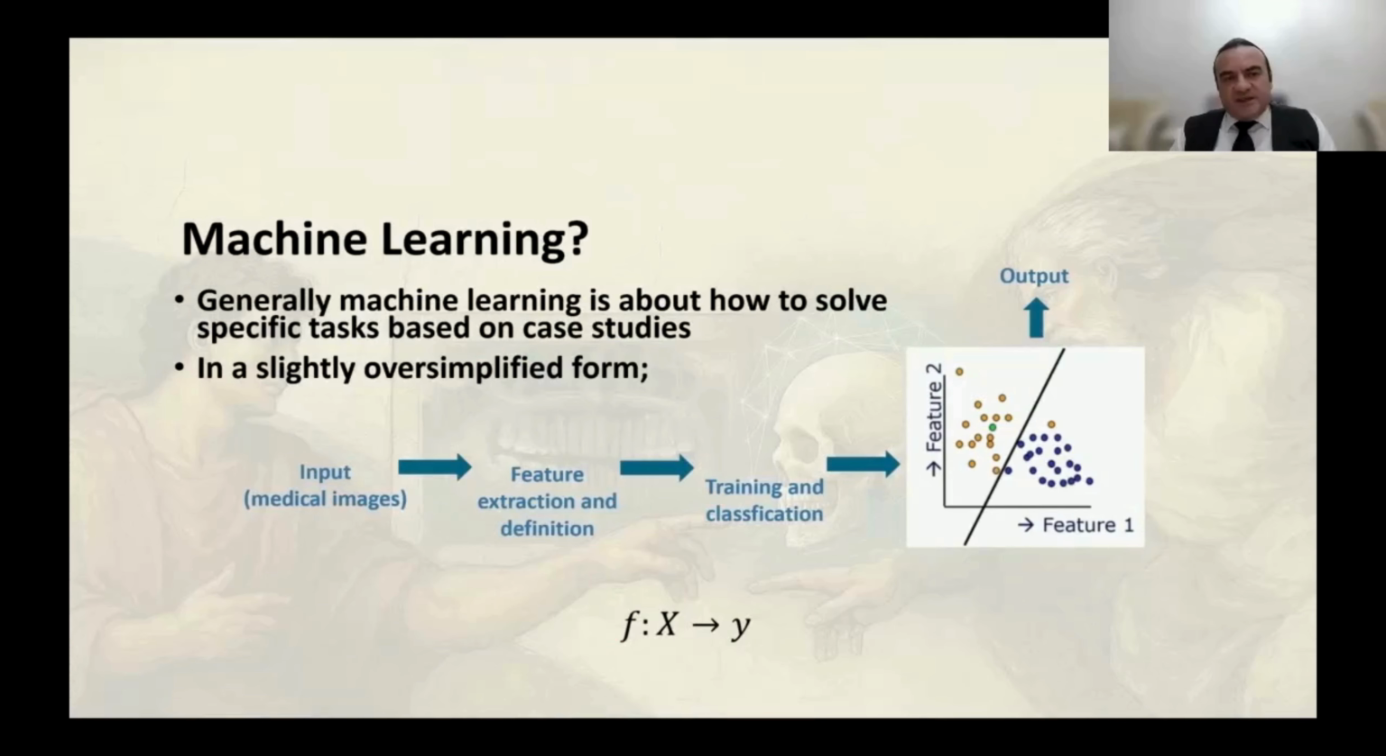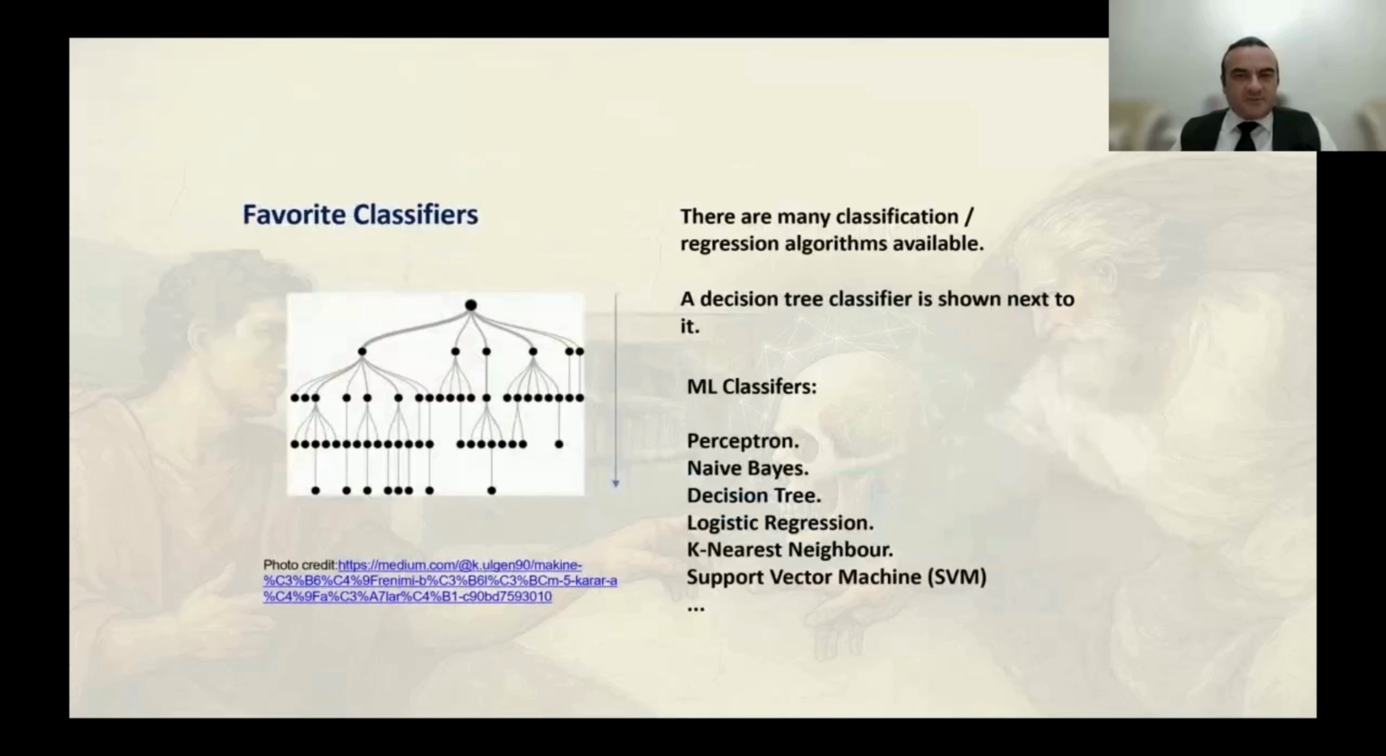Generally speaking, machine learning is about how to solve specific tasks based on case studies. Now we are talking about medical images, especially for Dentomaxillofacial Radiology. We have medical images, mostly DICOM images, but not necessarily. You can also use BMP, JPEG or TIFF images and so on. Out of these images, you can extract the features, you can train, and finally you can classify for the output. So this is pretty much how the machine is learning.